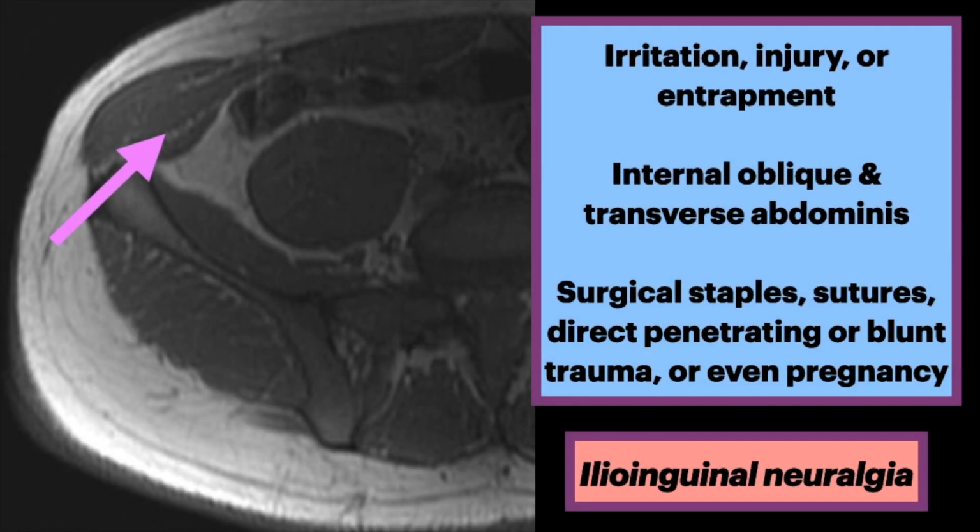Ilioinguinal neuralgia is the result of irritation, injury, or entrapment of the nerve itself during its course of traveling between the internal oblique and transverse abdominis. Surgical staples, sutures, direct penetrating or blunt trauma, or even pregnancy, likely from traction of the nerve, can contribute to the nerve injury. Commonly associated surgical procedures are inguinal hernia repair, appendectomy, and hysterectomy. Overall incidence of neuralgia is between 12 and 62%. Wow.